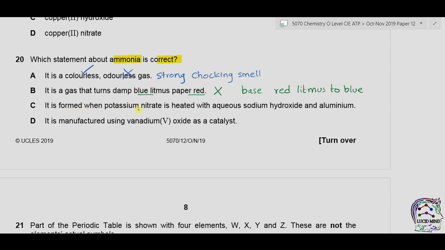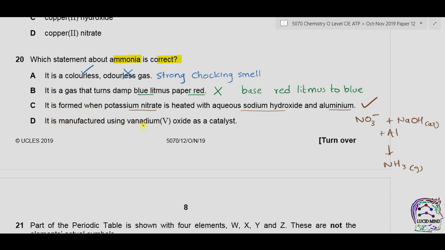C. It is formed when potassium nitrate is heated with aqueous sodium hydroxide and aluminum. Now this is a true statement and you can find this reaction in the identification of nitrate ions. In nitrate identification, we add aqueous sodium hydroxide along with aluminum foil. When heated, it forms ammonia gas which turns red litmus to blue.